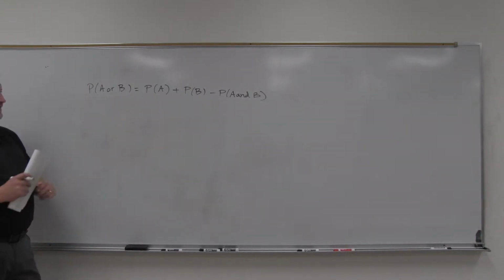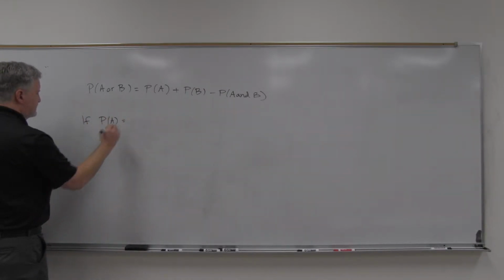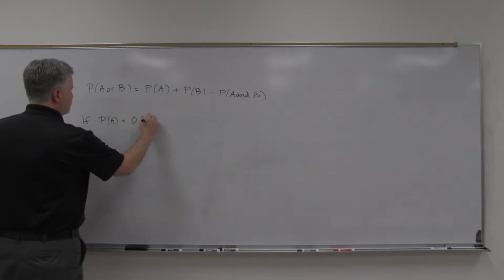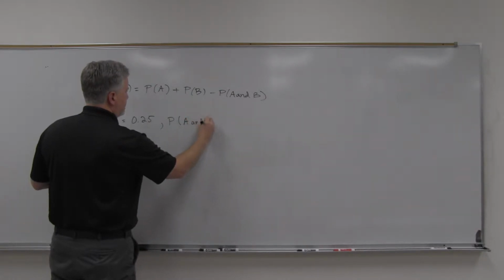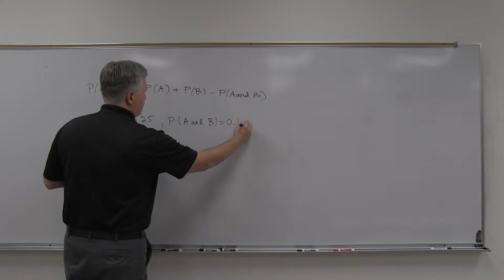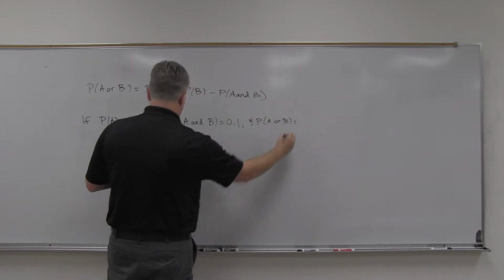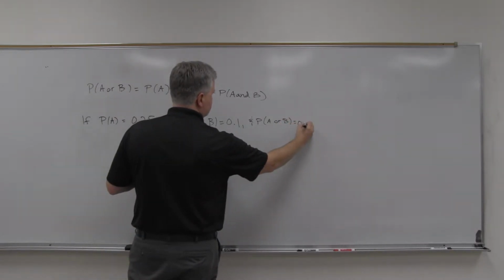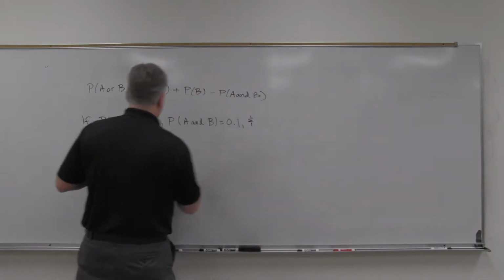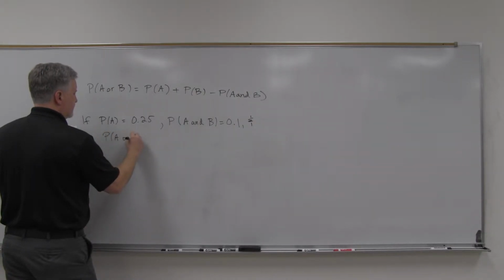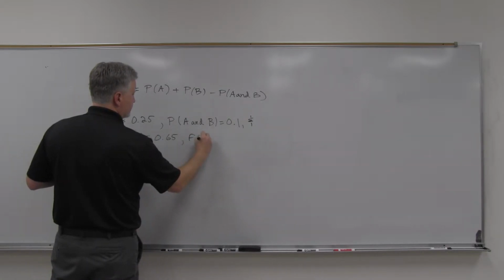So here's an example of what I'm talking about. Let's say the probability of A is 0.25, the probability of A and B is 0.1, and the probability of A or B is 0.65. Find the probability of B.